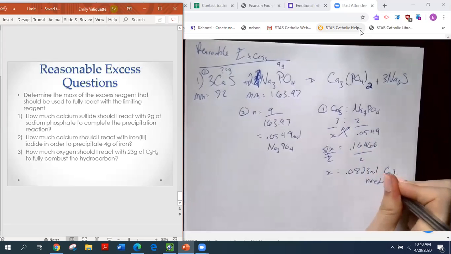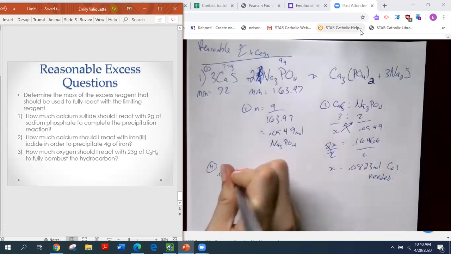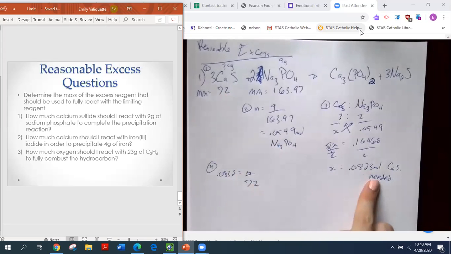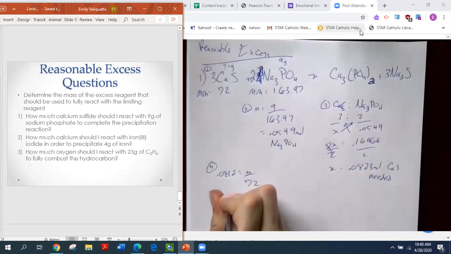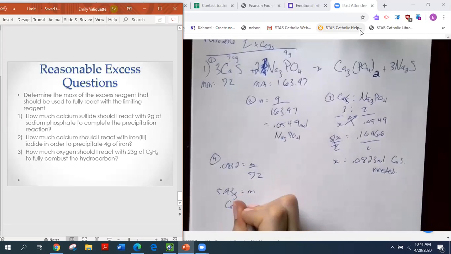Now that's how many moles I need, which is not quite what I am going to use reasonably. But my next step, step 4, is to convert that into grams using moles equals mass over molar mass. Now using the molar mass of my calcium sulfide, since this is calcium sulfide, of course I just multiply by the 72 and get 5.93 as my mass of calcium sulfide needed.